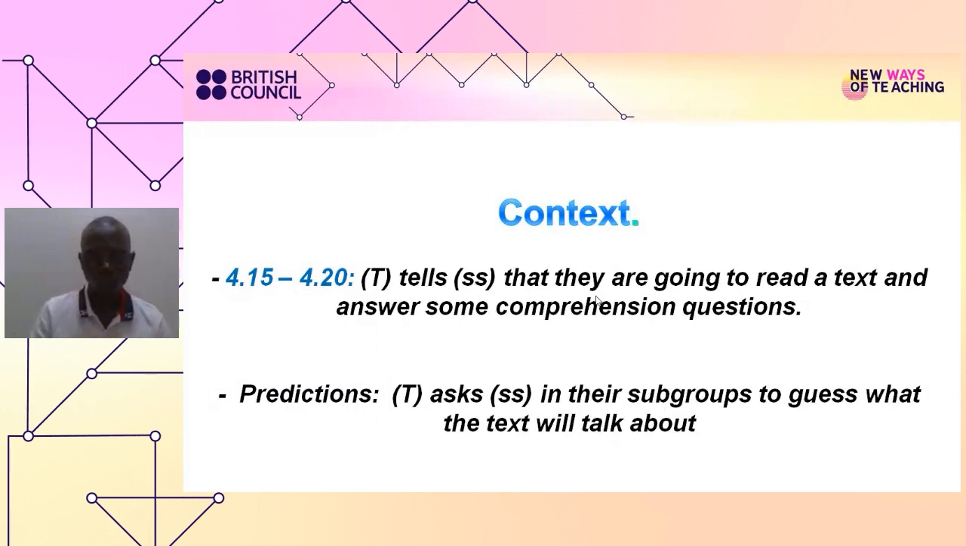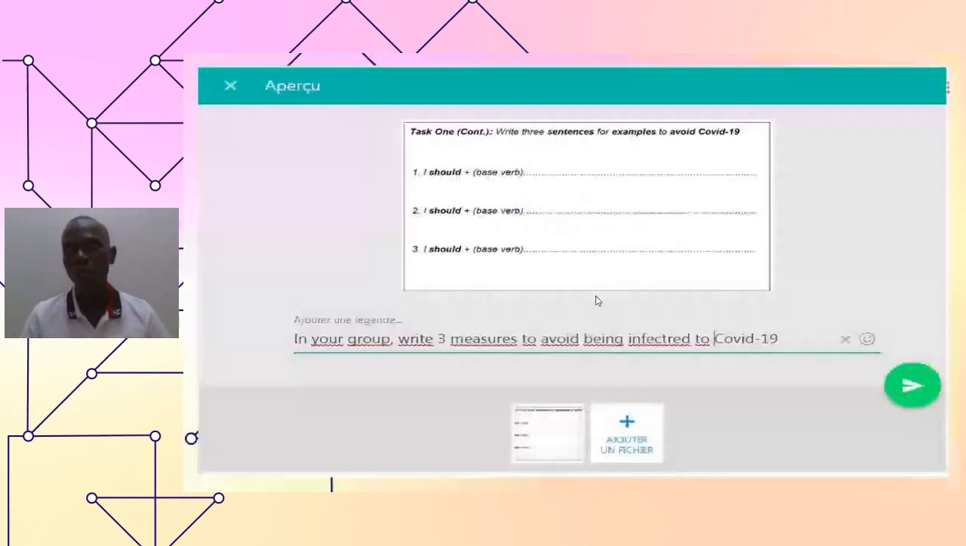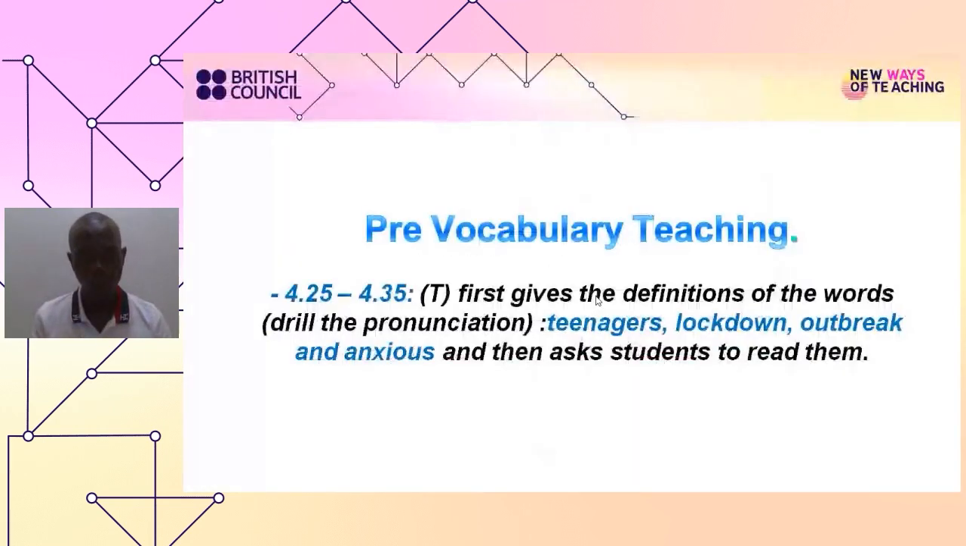But before I go for the reading, I have to teach them vocabulary. So here I choose 5 words or 4 words that I want to teach. And then online, I first try to give the word and the definition. Then I insist on the pronunciation. I drill the pronunciation, and then I ask students to read the words and to pronounce them correctly.